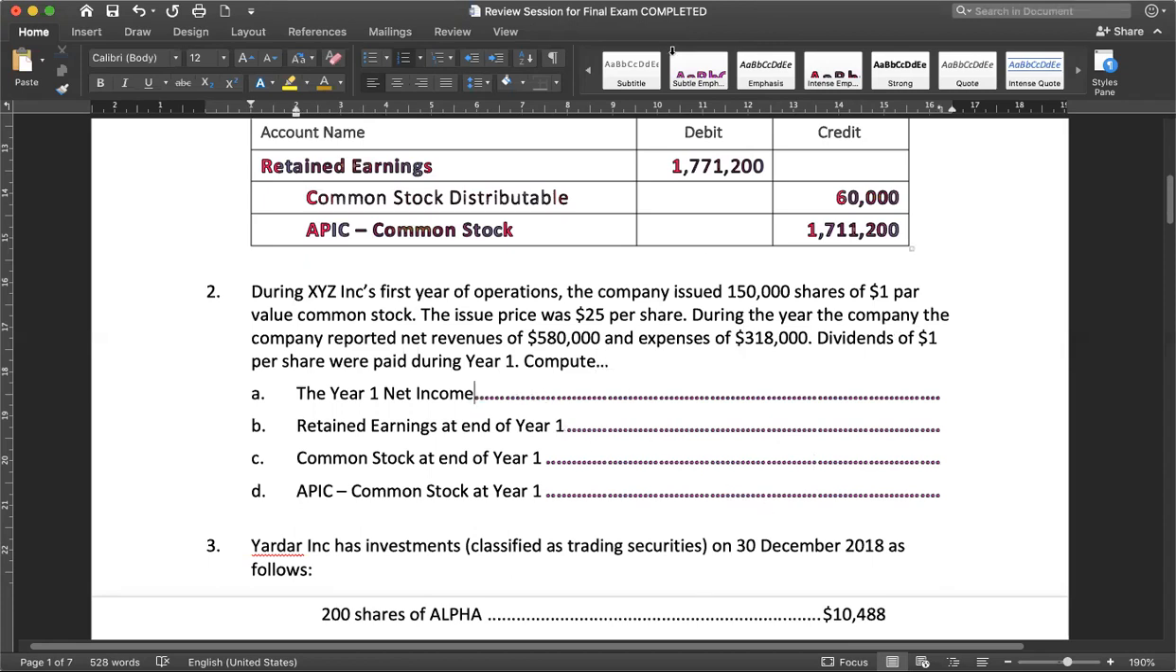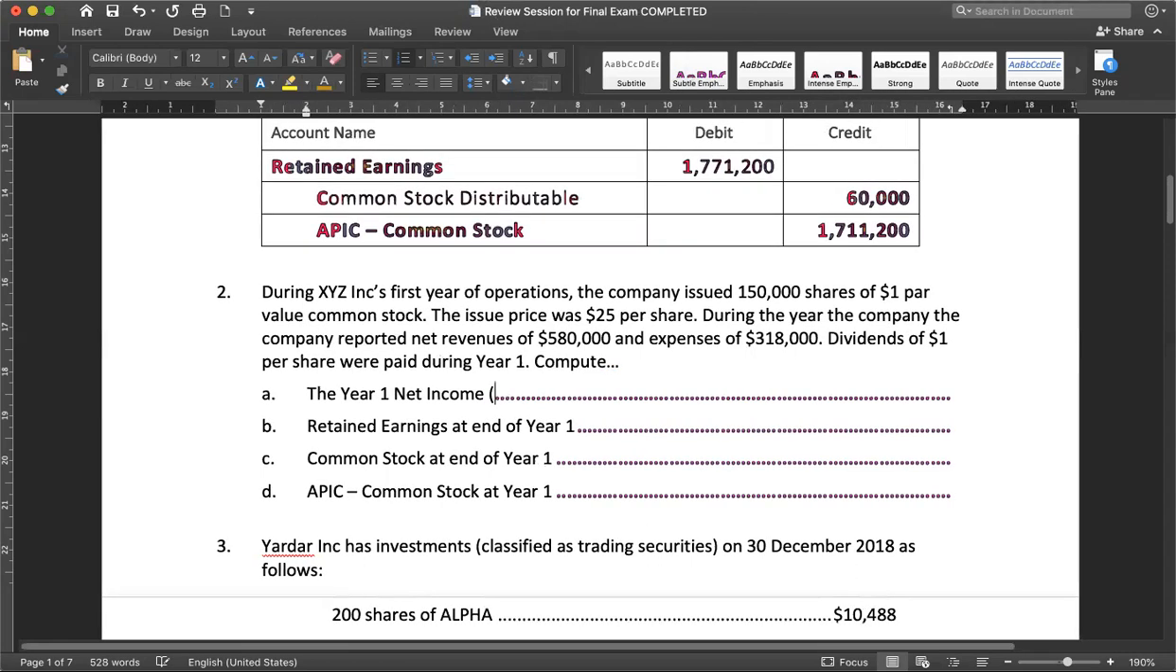All righty, well, I'll go ahead then and continue with the calculations. So we know that the $580,000 was the revenues minus the $318,000 of expenses, and this would leave $262,000 of net income.